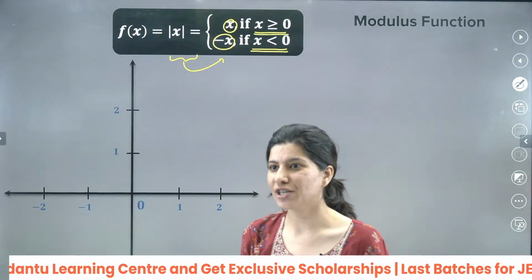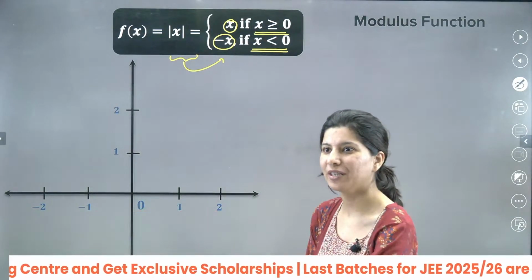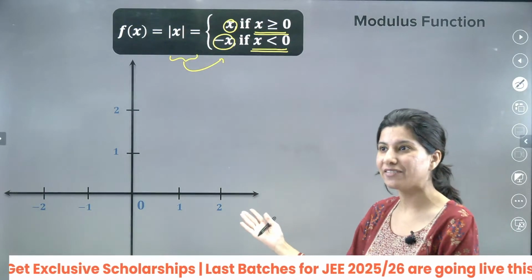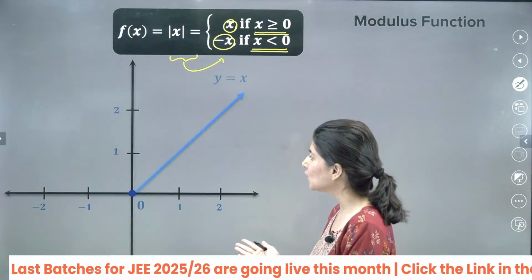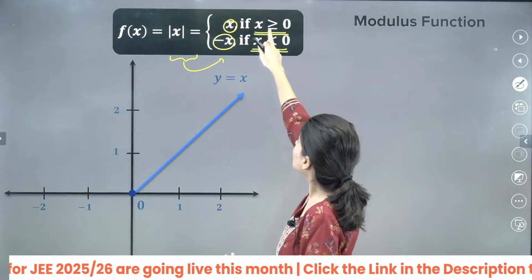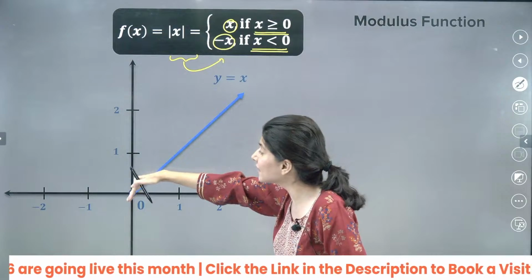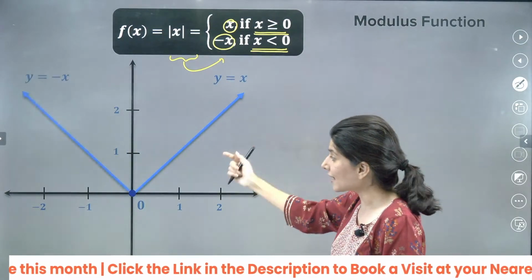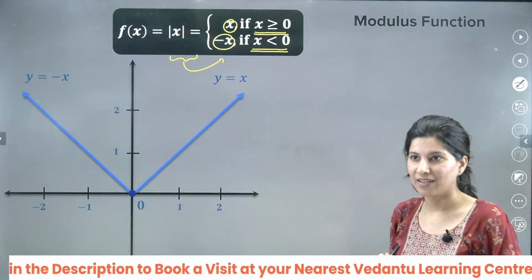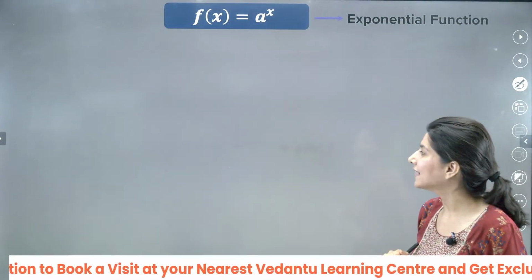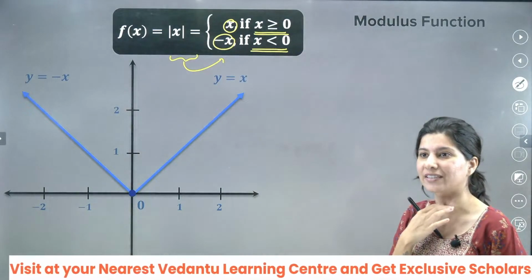Yes, V shape. Everybody is saying V shape. So let me reveal the graph of y equals modulus x. V shape graph you will get. So when your x is positive, you have to draw y equals x. When your x is negative, you have to draw y equals minus x. Okay, clear? So this is the graph of modulus of x.